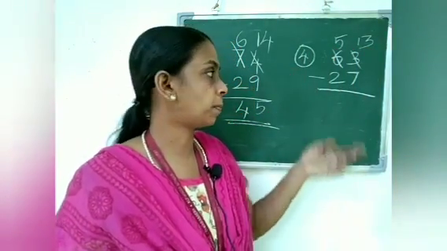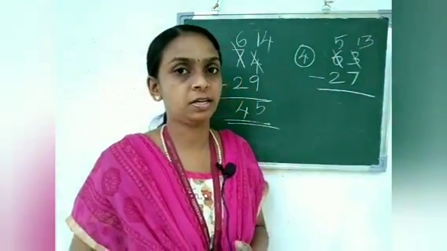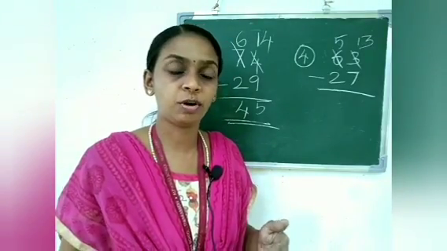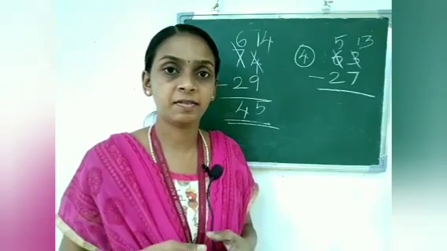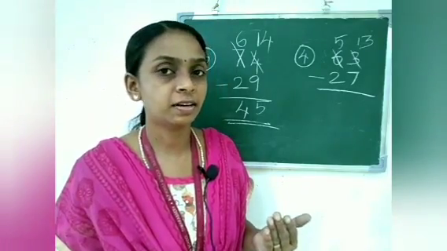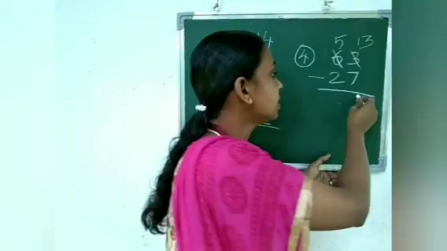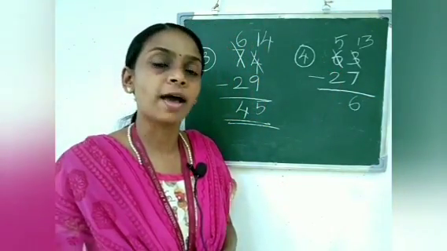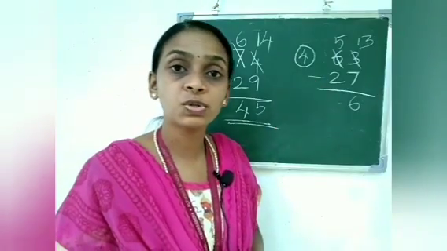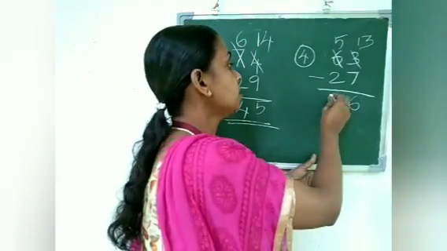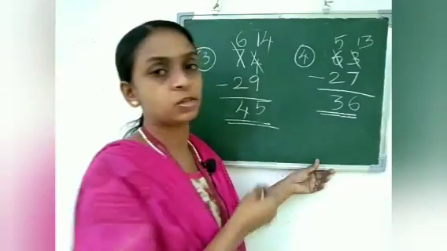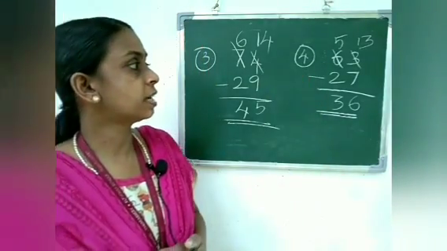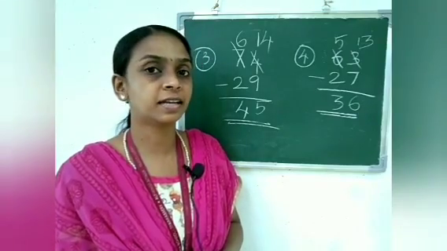Now we are able to subtract 7 from 13. So what is 13 minus 7? All of you tell me. 13 minus 7 is 6. Next is 5 minus 2. 5 minus 2 is 3. So what is the answer? The answer is 36. So 63 minus 27 is 36.